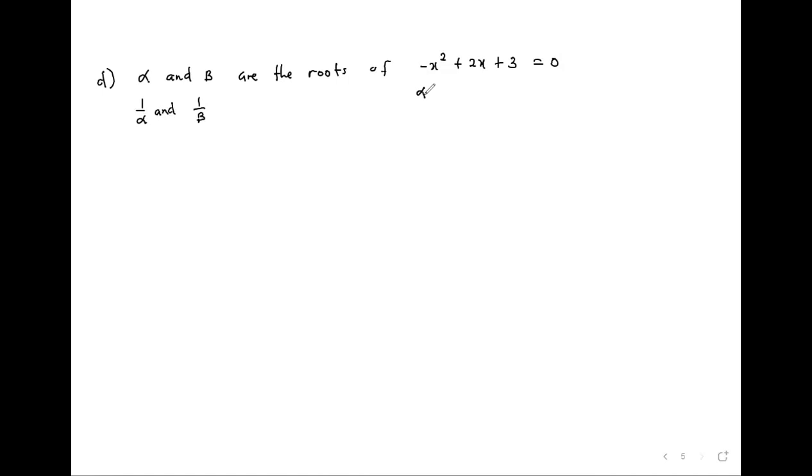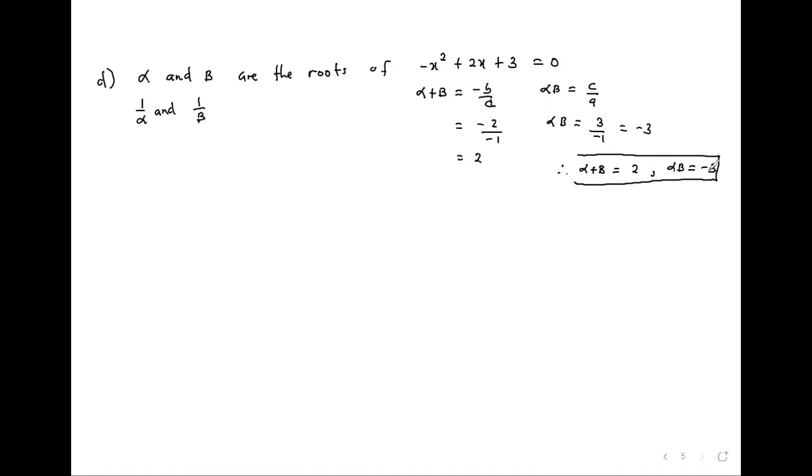if you are told there are some roots, if you add them, you must get negative b over a. If you multiply them, you must get c over a. So if we add the two roots, alpha and beta, we'll get negative 2 over negative 1, which is 2. If we multiply them, we'll get 3 over negative 1, which is negative 3. So we have alpha plus beta is 2, and alpha beta is negative 3.